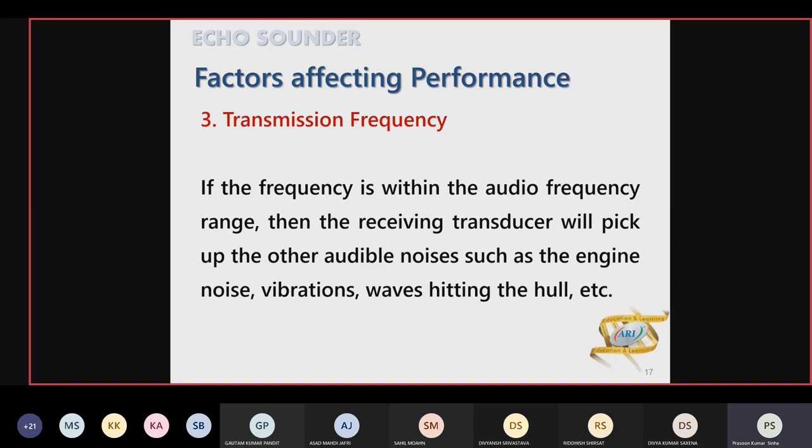This says that the echo sounder frequency should not be within audible range. जो हम सुन सकते हैं, जो शोर होता है, उससे बाहर होना चाहिए ताकि उन सब सिग्नल्स को फिल्टर आउट कर सके.